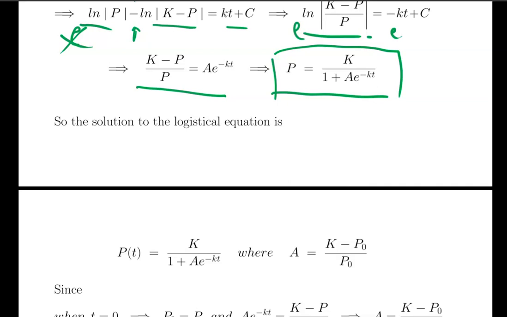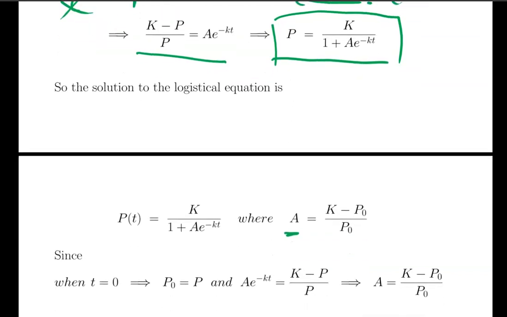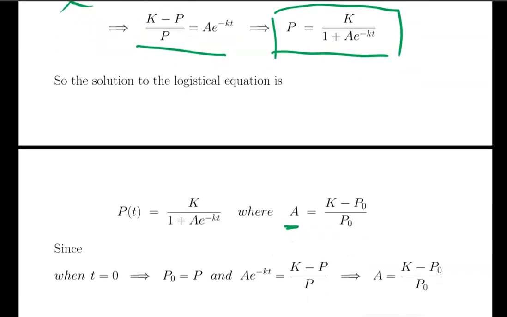Again, A is the initial amount. If you let t be 0, you can simplify A. P0 is just the initial population. So A is always going to be your carrying capacity minus your initial population, over your initial population. Again, that's just letting t be 0 here, which is exactly what this says here.